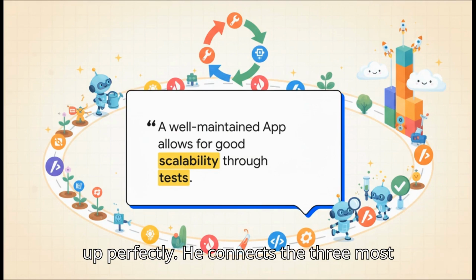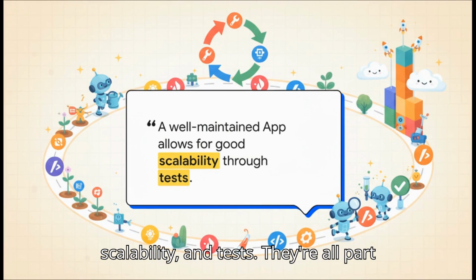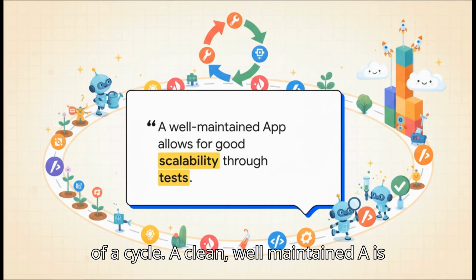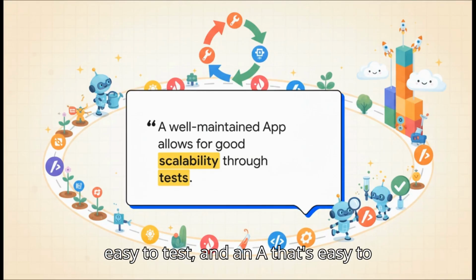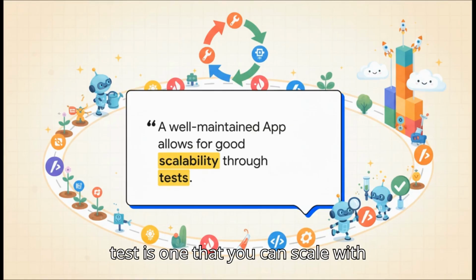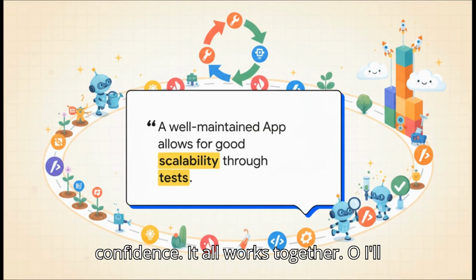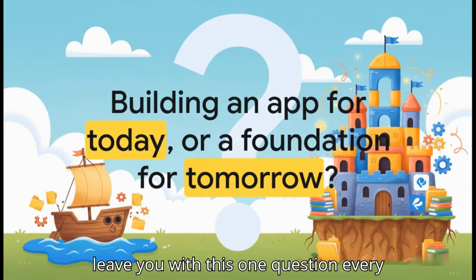He connects the three most important words: maintainability, scalability, and tests. They're all part of a cycle. A clean, well-maintained app is easy to test. And an app that's easy to test is one that you can scale with confidence. It all works together. So I'll leave you with this one question.